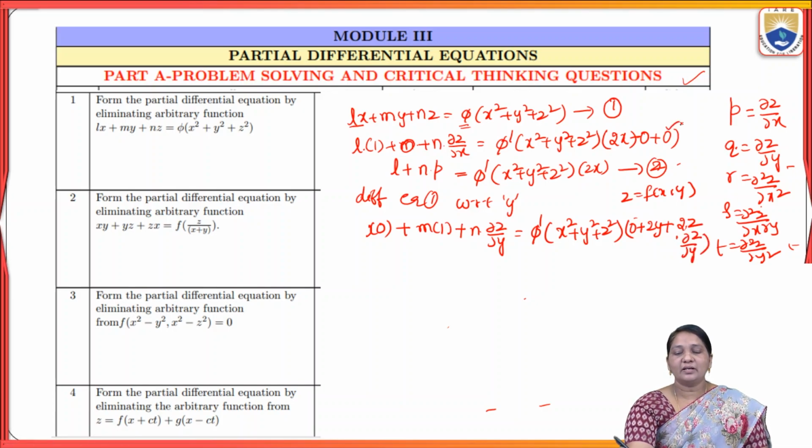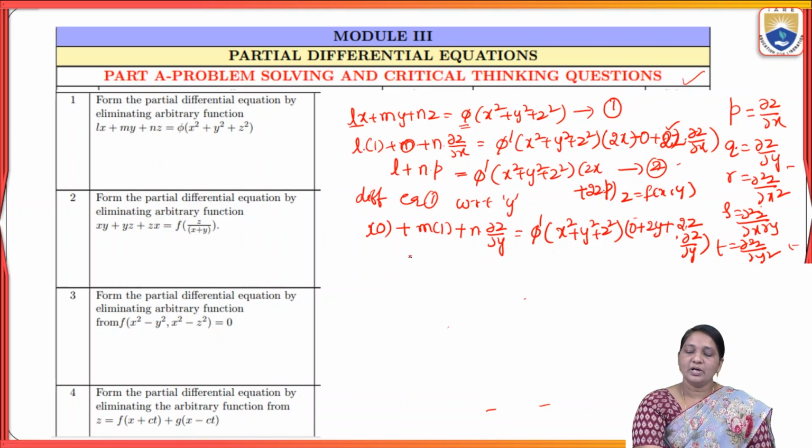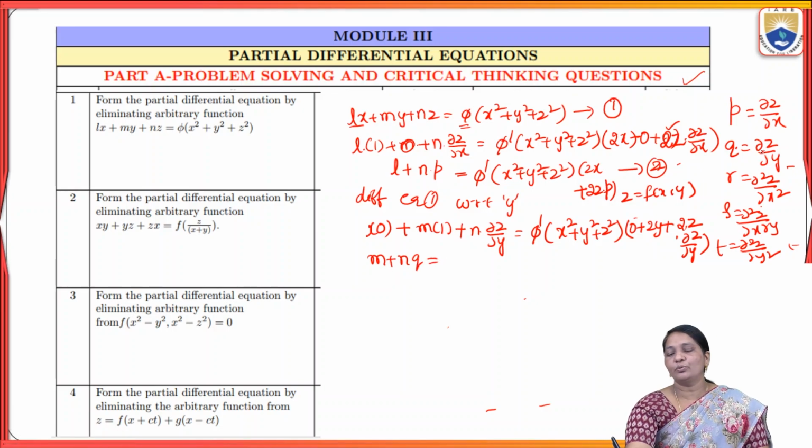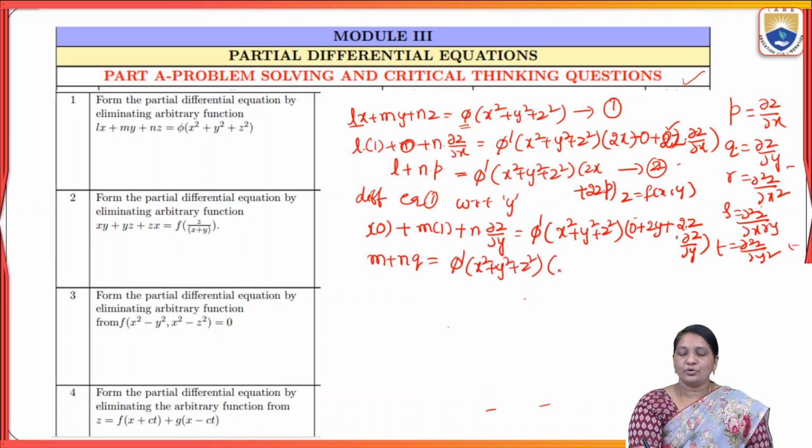So this one we have to write as 2z into dou z by dou y. Here we wrote 0, which means this value is wrong. So we have to write here 2z into dou z by dou x. So this becomes 2x plus 2z into p. So this is equation 1, and equation 2 is m plus n into q, since dou z by dou y is q. That is equal to phi dash of x square plus y square plus z square into 2y plus 2z into q. So this is equation 3.